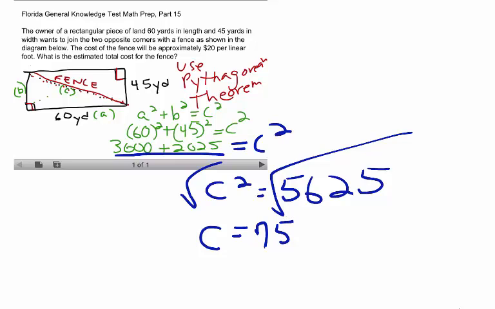And there should be a square root key on your calculator, which is how you find the square root of these larger numbers. Now we know that c is equal to 75. Let's look back at our units. We were solving for yards, so c is 75 yards.